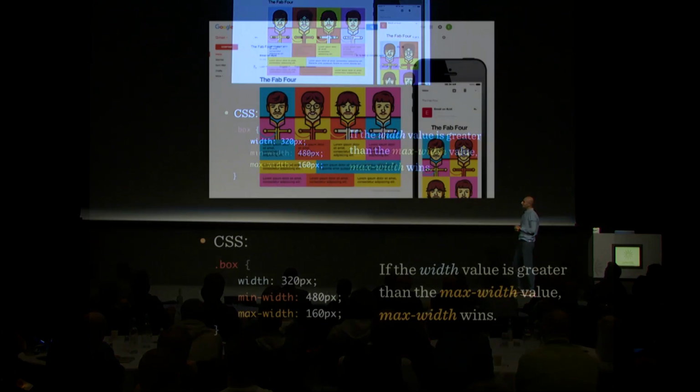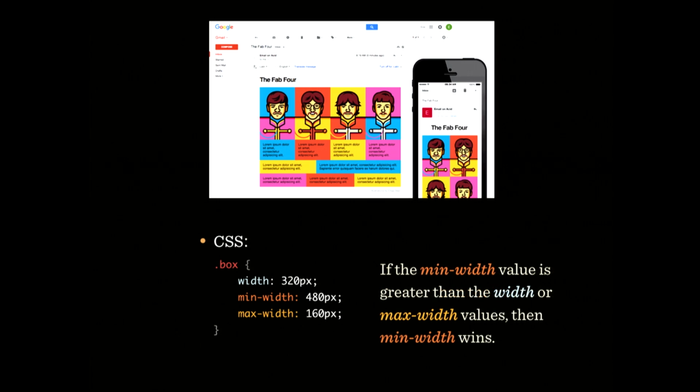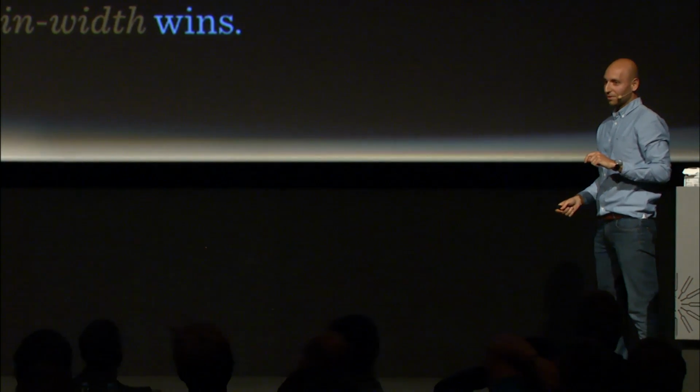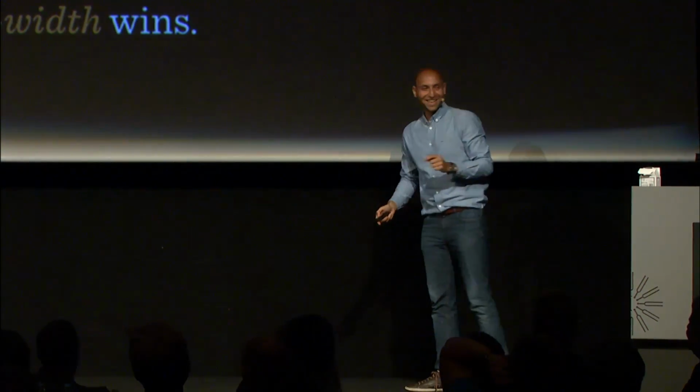For example, if the width value is greater than the max width, then max width wins. That makes sense, right? Because max width restricts the growth of the width. However, and that's the interesting part, if the min width value is greater than the width or max width, then min width wins. Okay, let's read it again. If the min width value is greater than the width or max width, then min width wins. We can abuse it in so many different ways, right?